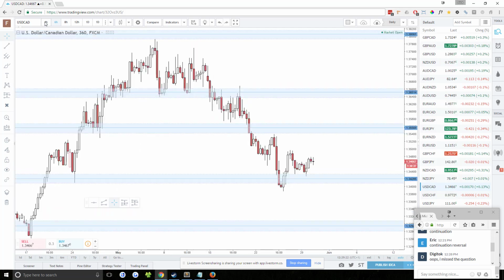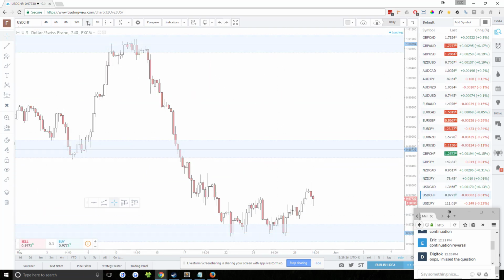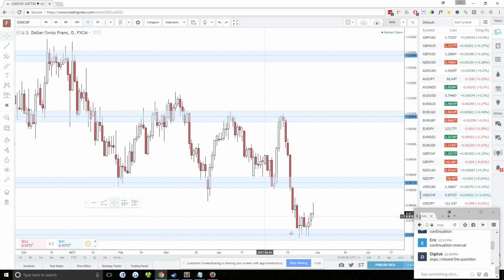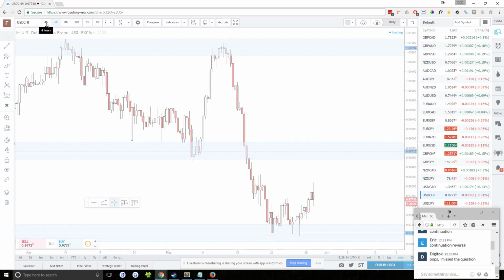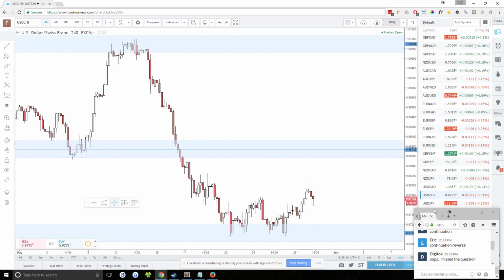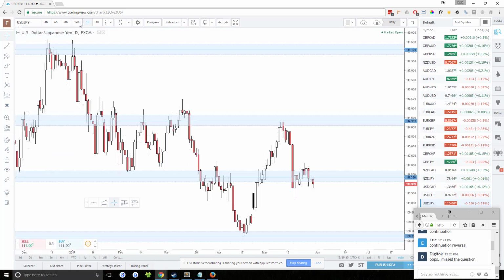Yeah, USD CAD, we don't really have much going on. USD CHF is in between two support resistance areas, kind of. It looks like it's reversing a little bit, but it's a bit too late. Yeah, nothing much. USD JPY.